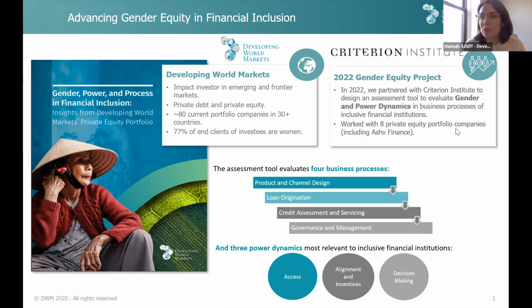So we wanted to highlight the interesting gender intentional design elements that we've seen from Ashv that we've worked with them on as well. So we're excited for Kiran to share more about that now. Kiran, I'll turn it over to you. Kiran Agarwal Todi is the Chief Financial Officer of Ashv Finance, and she is going to present about the Mancha loan product in particular, which is a women-focused loan product from Ashv in India.